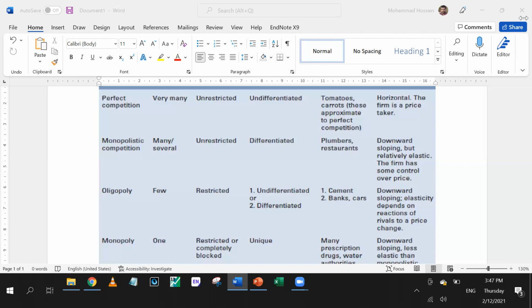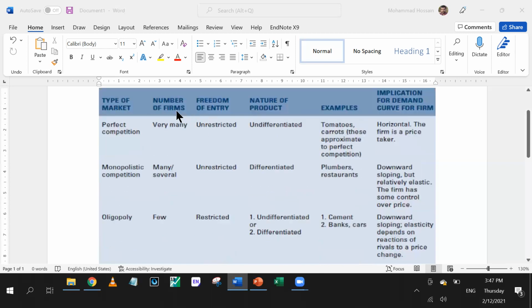Out of the 4 things I said, there will be many buyers and many sellers, so the number of firms is many. Freedom of entry is unrestricted, no barriers to enter into the market. What type of product are they going to sell? Identical or undifferentiated. Examples: tomatoes, carrots, avocado. All the commodity agricultural items are actually the same. These things are known as perfect competition.